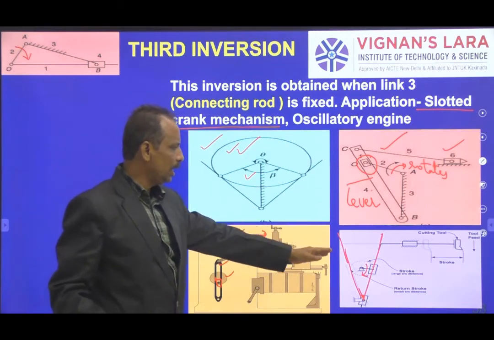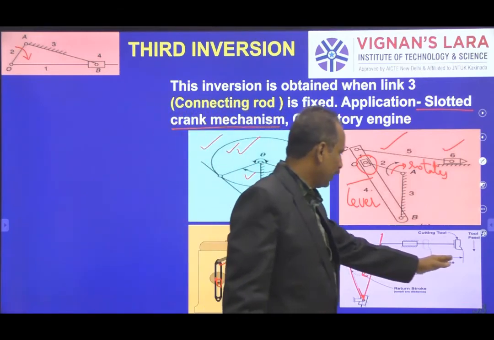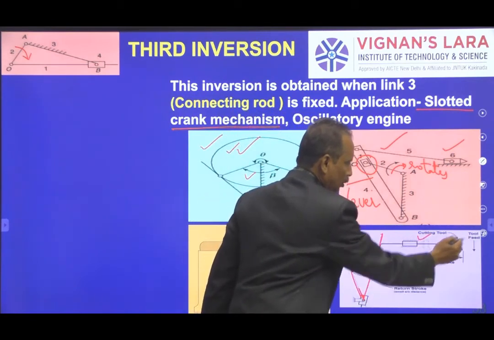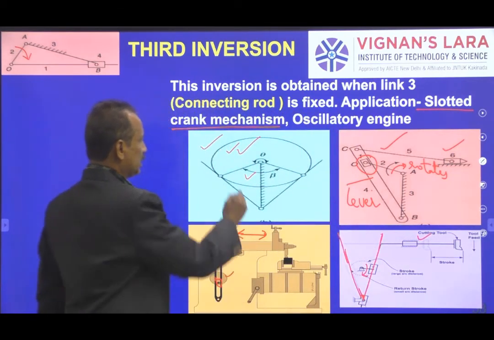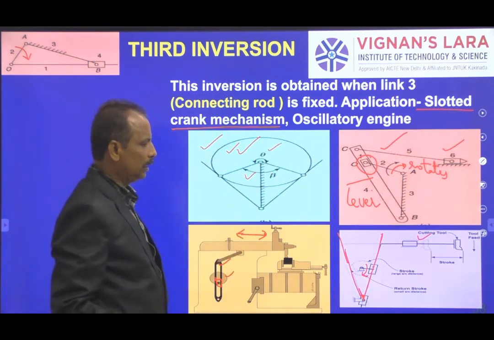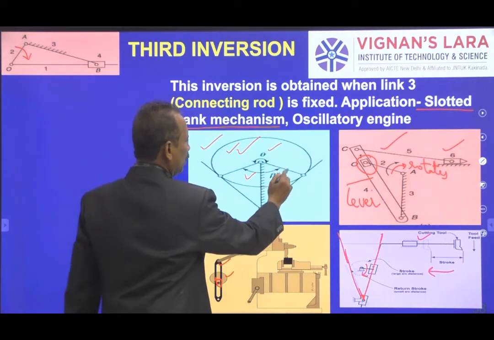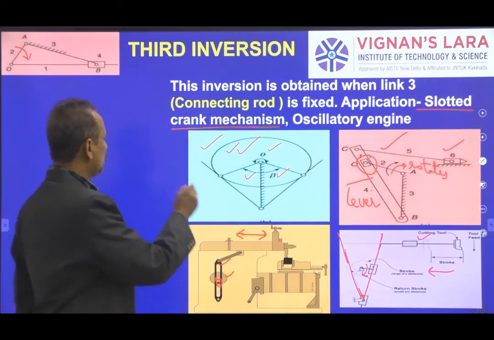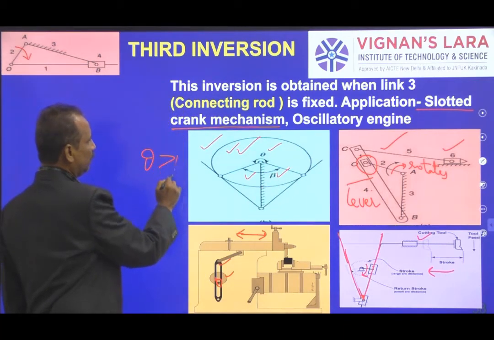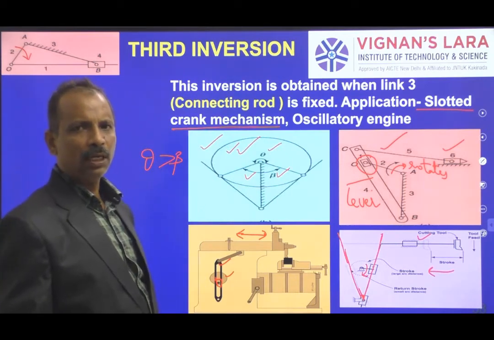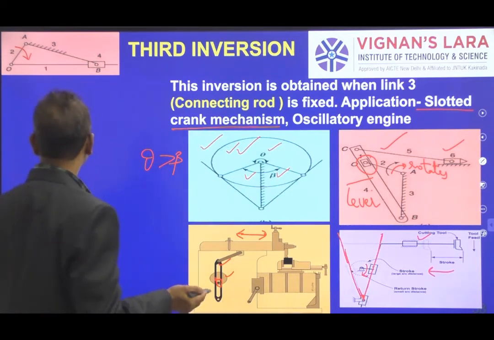This is a practical case where we use this mechanism. The tool moves from one end to the other end in the forward stroke, that is the theta angle, and in the return it takes a beta angle. So you can see in the diagram, theta is greater than beta. Naturally, the forward stroke takes more time and the return stroke takes less time.